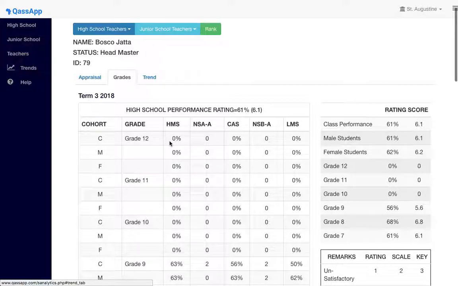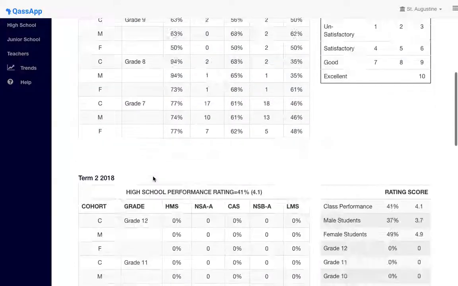So here we click on the grades. These are the grades produced by this teacher. For example, this teacher is a headmaster, so his student performance rating is actually the average of all the students at his level. So he's a high school headmaster, so this shows you the performance for the entire high school.